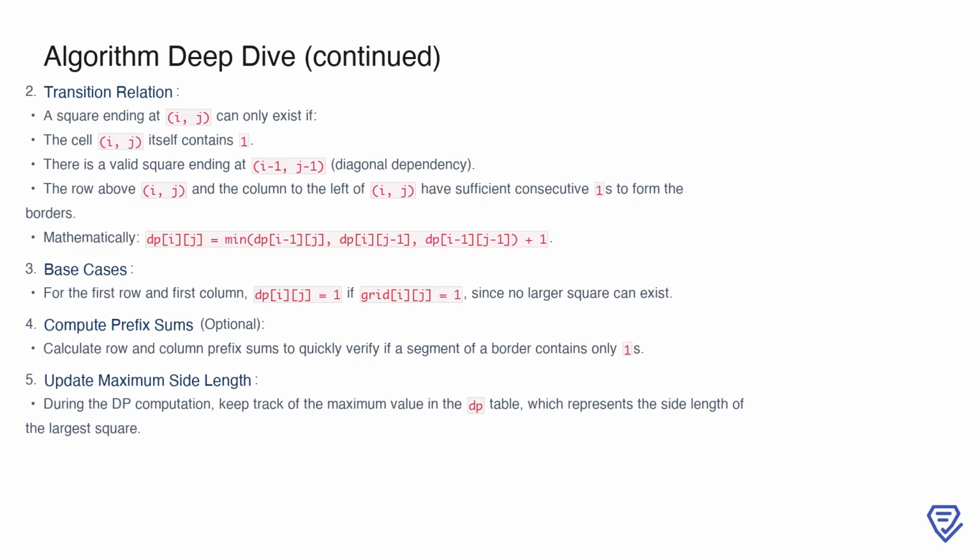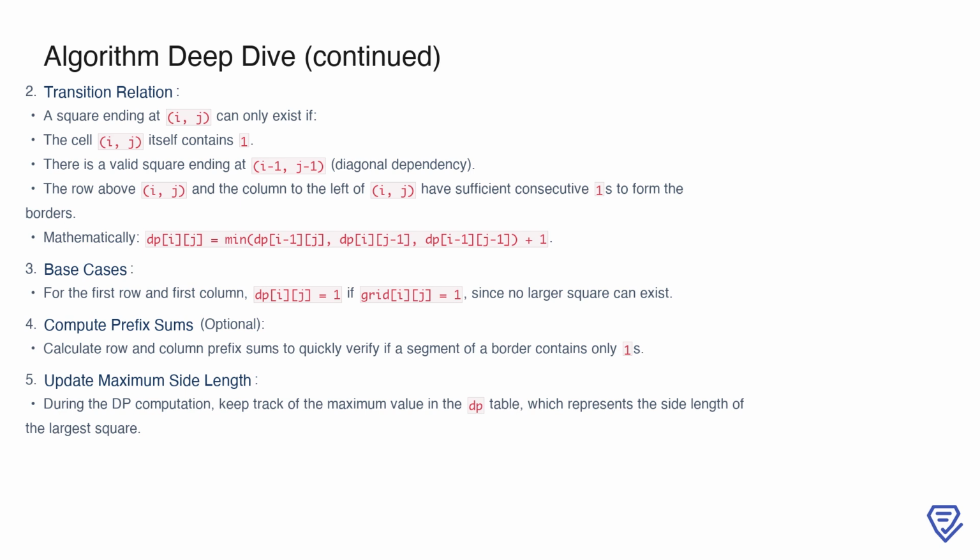The transition relation of the DP table is based on the dependencies of the square ending at a given cell. For a square to end at i, j, the cell itself must contain a 1, and the row and column segments forming its borders must also be valid. Additionally, the square relies on the largest square ending at i-1, j-1. This gives us the relation dp[i][j] equals min(dp[i-1][j], dp[i][j-1], dp[i-1][j-1]) plus 1, provided the borders are valid.